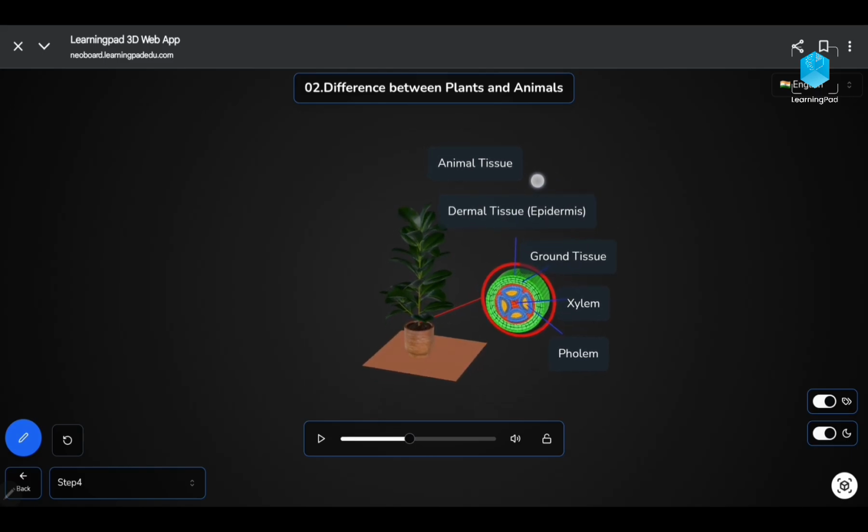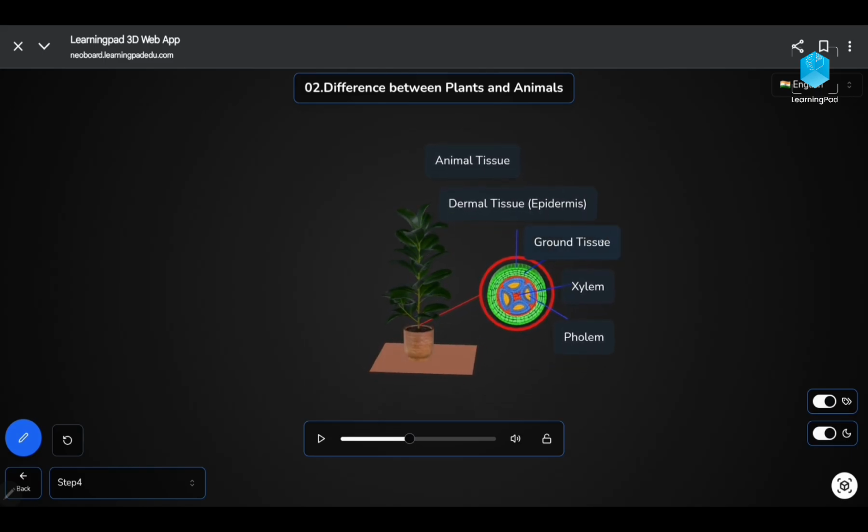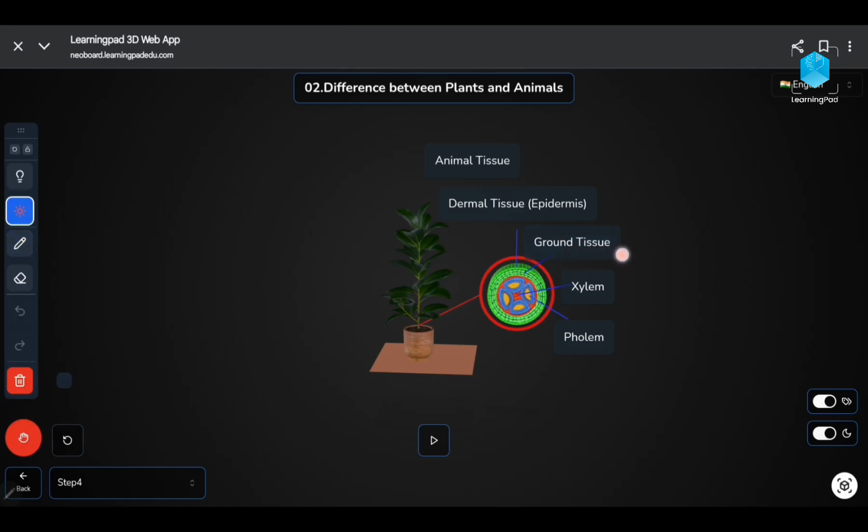The outer layer is called the epidermis. Then after the epidermis comes the inside tissue, that is called ground tissue. Afterwards you will see a vascular bundle. You can see inside the tissue a circle, that is called the vascular bundle, in which you will see a type of tissue called xylem and a tissue called phloem, right?